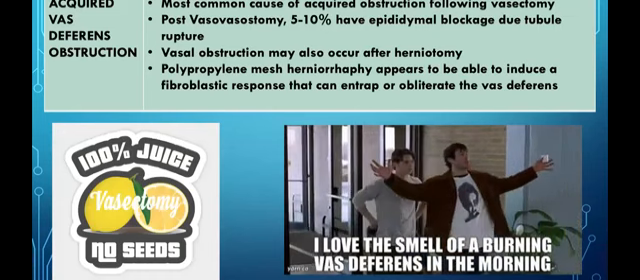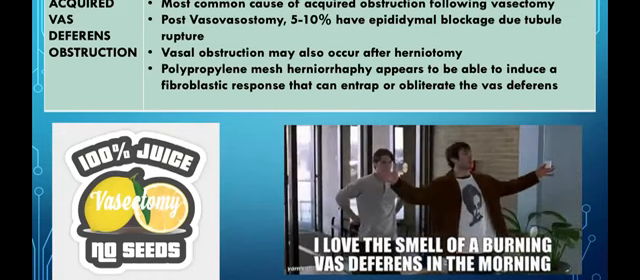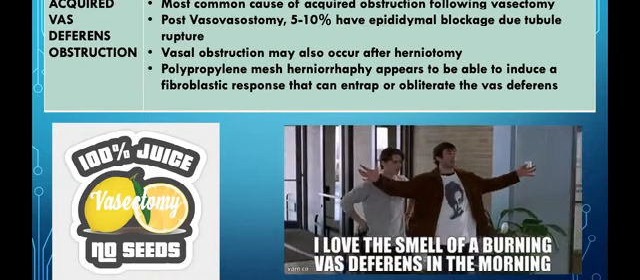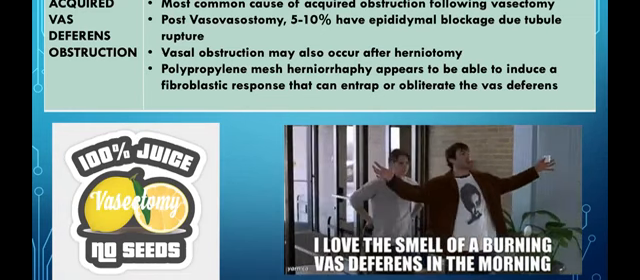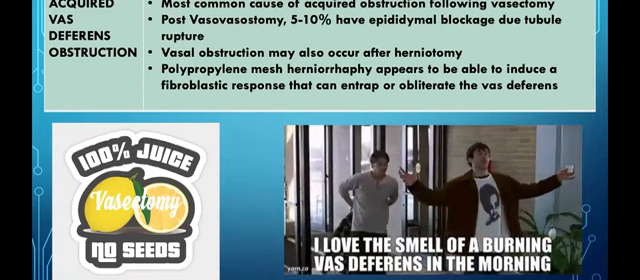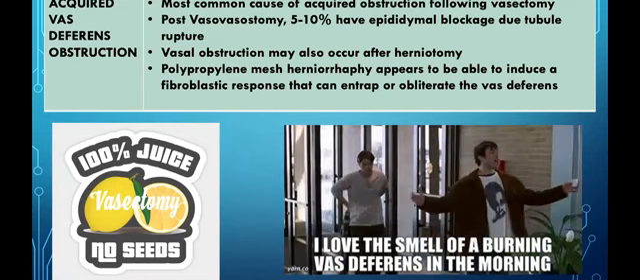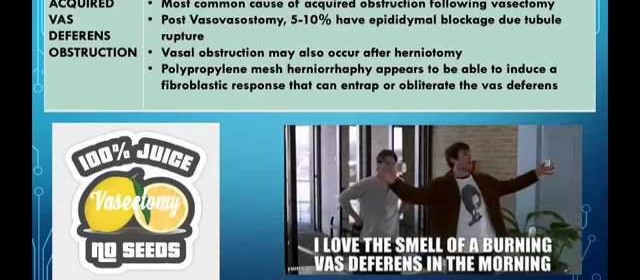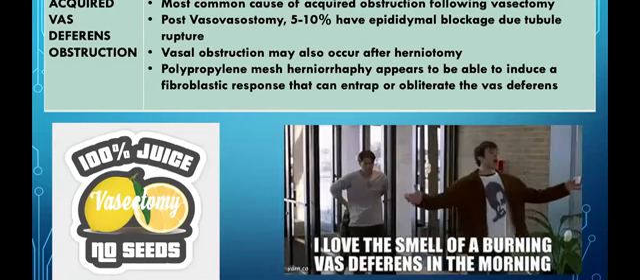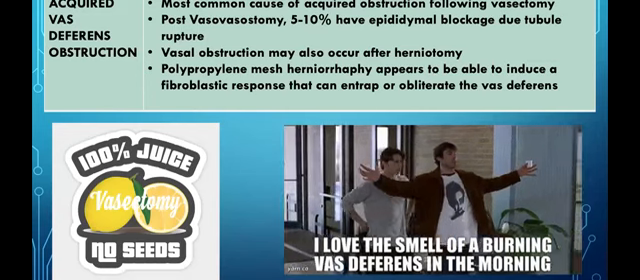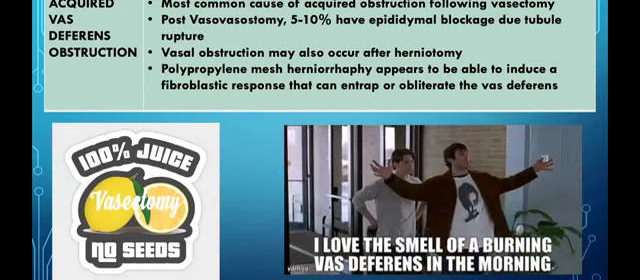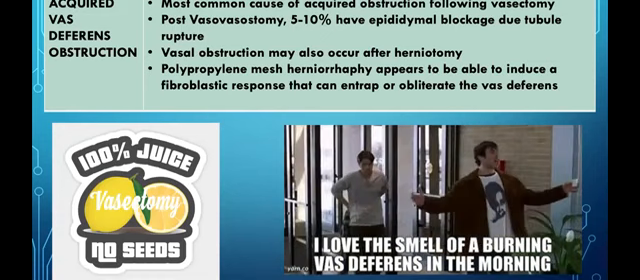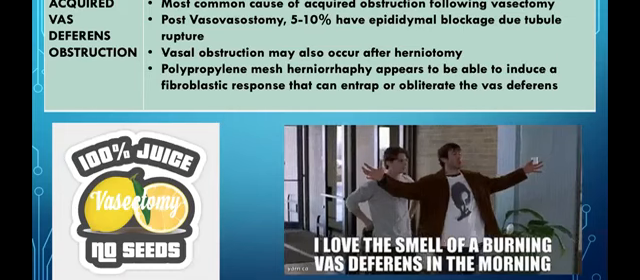So in terms of acquired causes, the most common acquired cause is following vasectomy. One can also get it post-vasovasostomy, because about 5 to 10% of patients with epididymal blockage will have a tubule rupture. Vasal obstruction can also occur after a herniotomy and even after herniorrhaphy with polypropylene mesh, and that's primarily because it induces quite a large fibroblastic response. So there's a fibrotic plaque around the vas deferens, and it causes a stricture or an obliteration of the vas deferens.